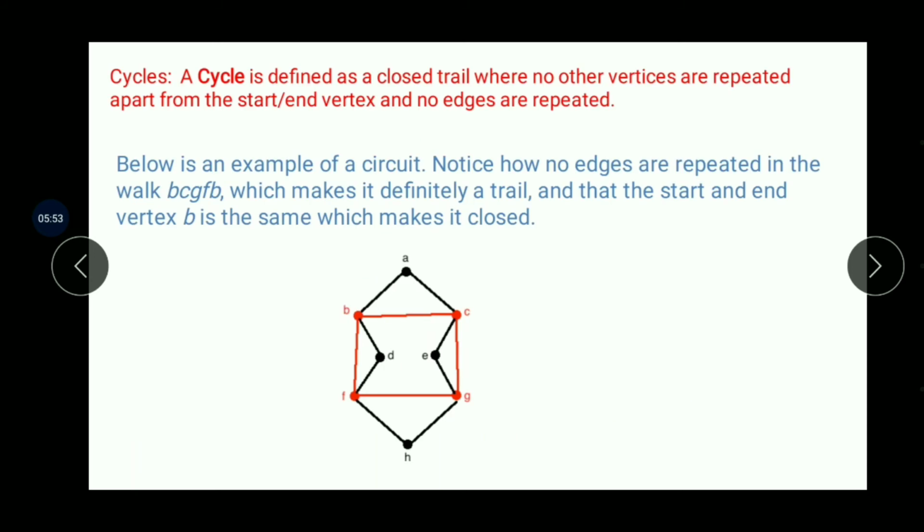Next is cycle. A cycle is always related with a trail, and in a trail there is no repeated edge. So a cycle is defined as a closed trail where no other vertices are repeated apart from the start and end vertex. Like below in this example, B, C, G, F, B. This is a trail because no edge is repeating and the starting vertex is the same as the final vertex. So this is an example of a cycle.